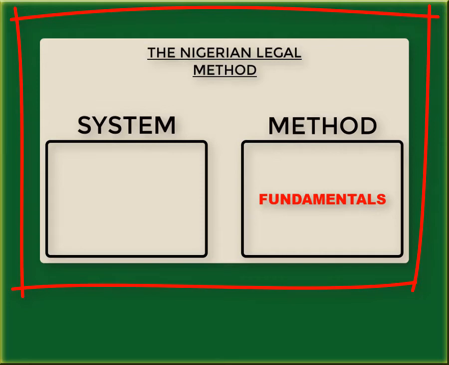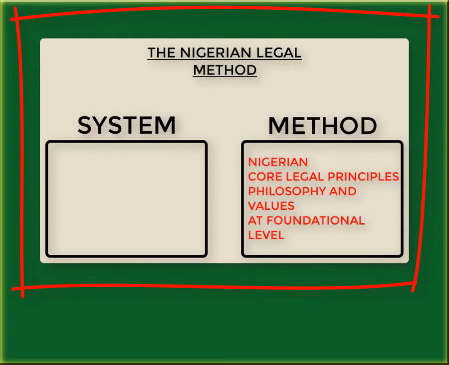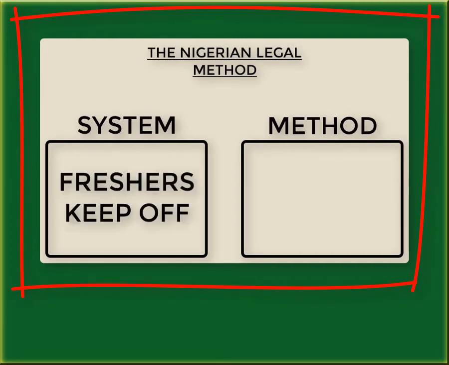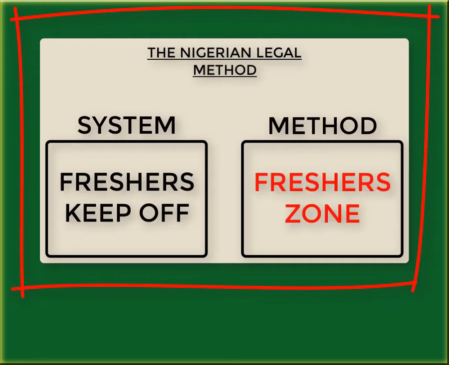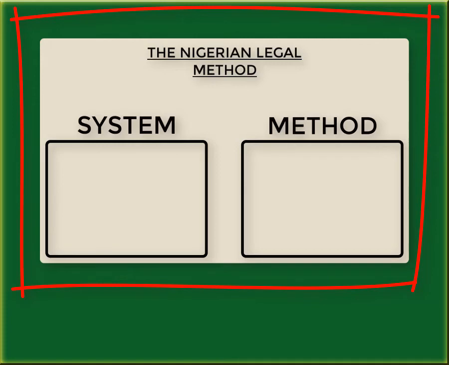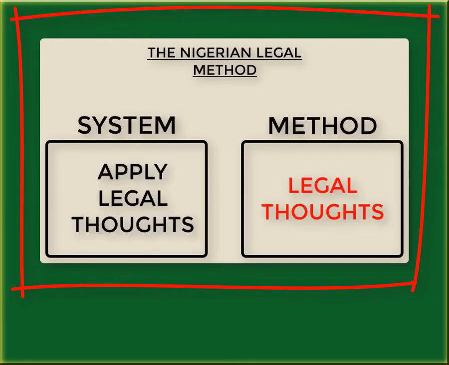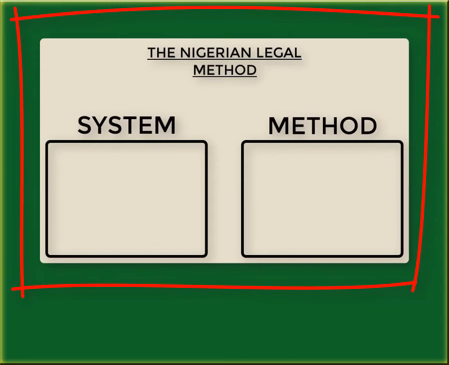So we can say the Nigerian legal method is a study of Nigerian fundamental core legal principles, philosophy, and values at foundational level. You won't be taught the Nigerian legal system as a fresher, but you will be taught the Nigerian legal method. This is one of the many differences between the two. The Nigerian legal method will help you to start thinking as a lawyer, while the Nigerian legal system will teach you how to apply the thinking to solve some given legal problems.